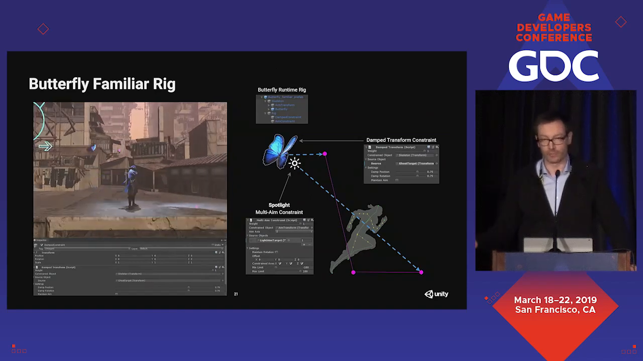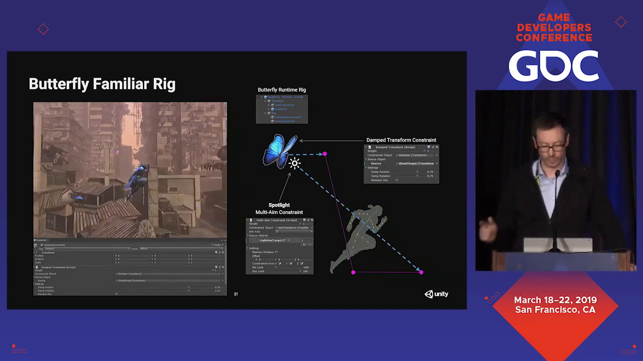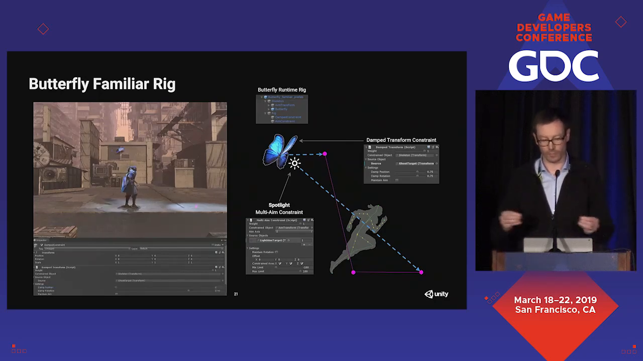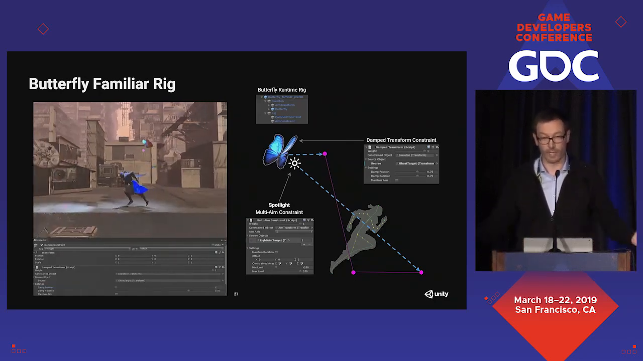I'm using the damp transform constraints, very simple. The butterfly follows this transform that's in the ninja's skeleton. So wherever it goes, it will smoothly follow and catch up. I didn't even have to keyframe anything.